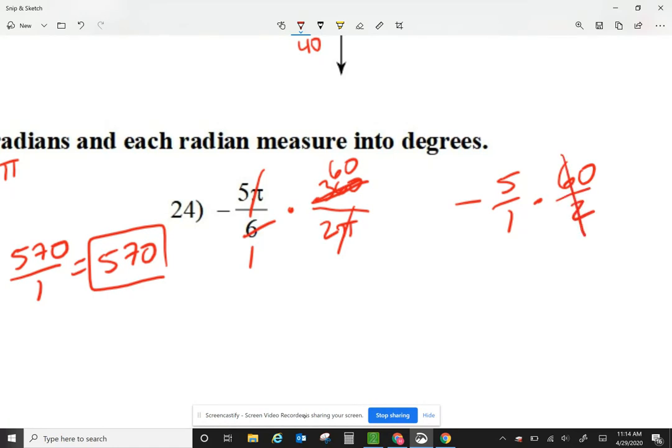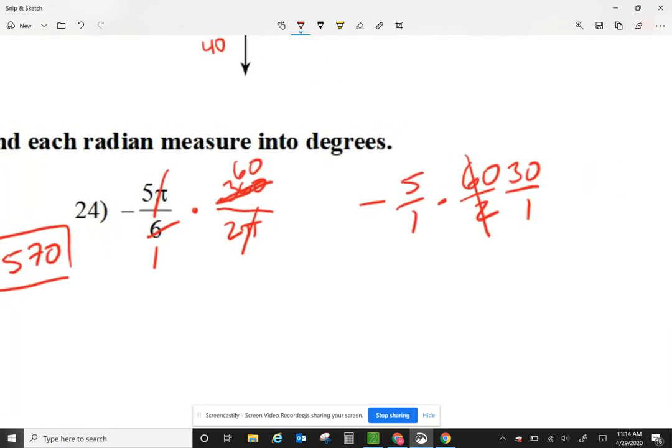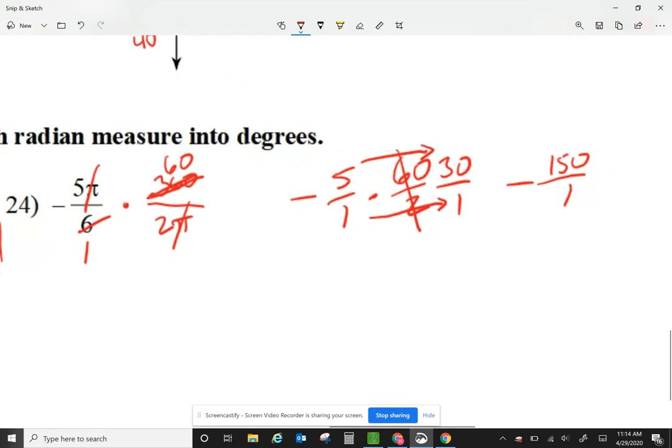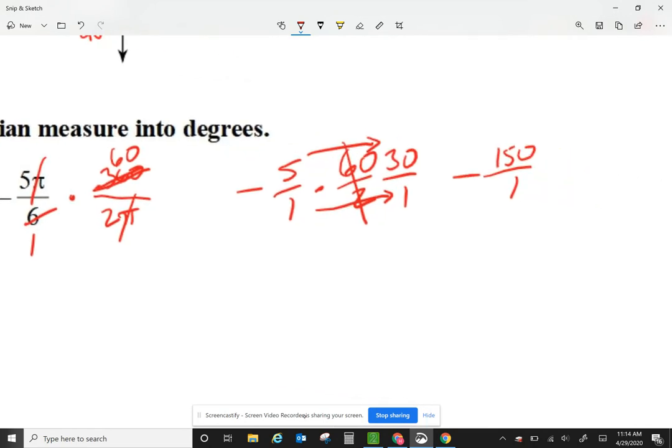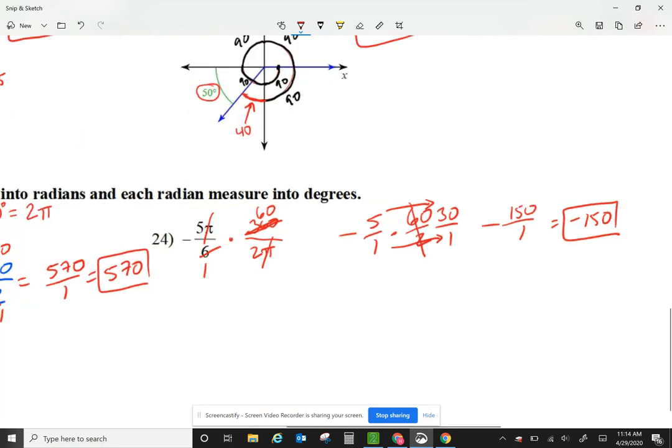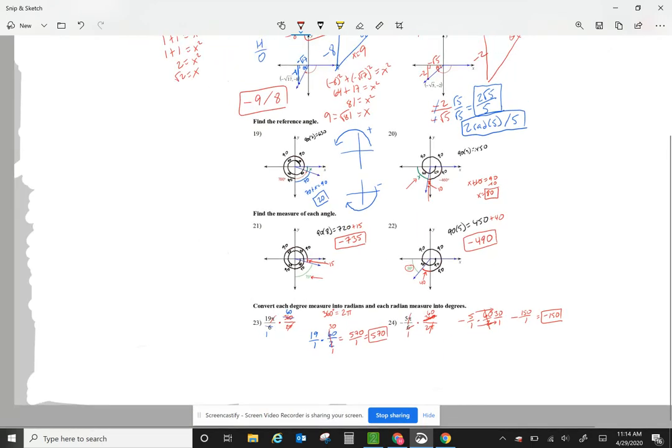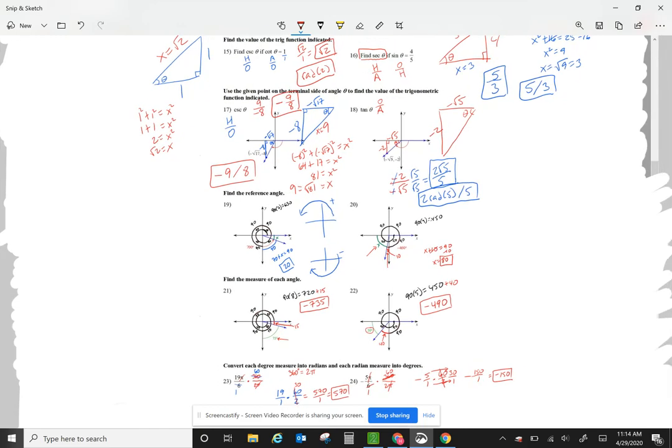All right, 60 over 2, that becomes 30 over 1. So when I multiply straight across, I have 150 over 1. Forget the negative sign. Now 150 over 1 simplifies to negative 150. Okay, so this is just the first part of the test.